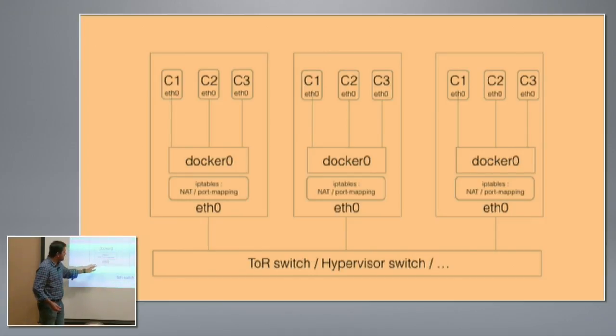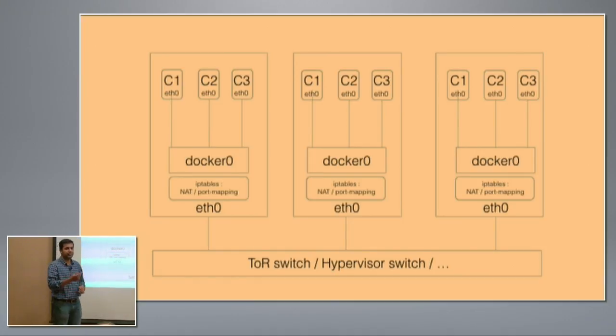So if you capture the packet here, you will not know whether the traffic is coming from container 1, container 2, or container 3, because it's NATted and port mapped to be the IP address of the eth0. Think about the container as a process running on your host. When the process sends the packet out, it's going to be the IP address of the eth0 itself, right?